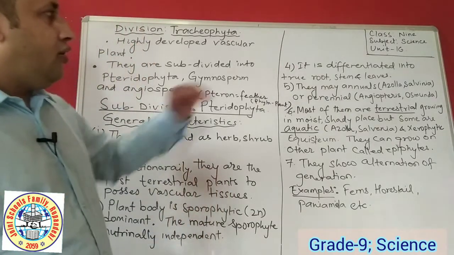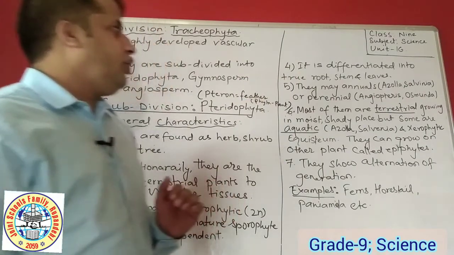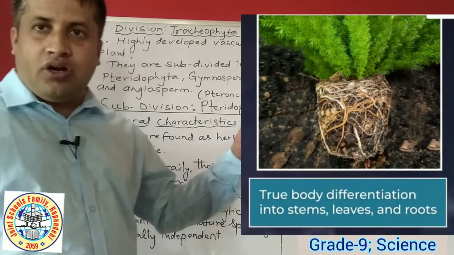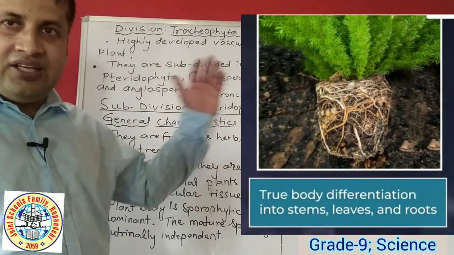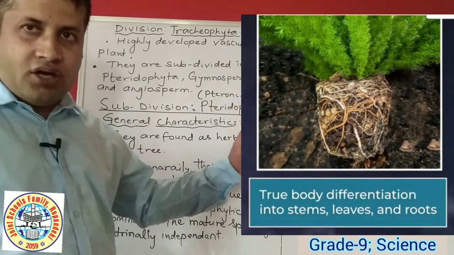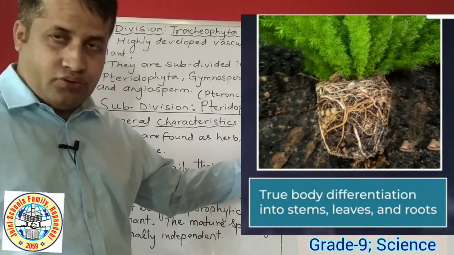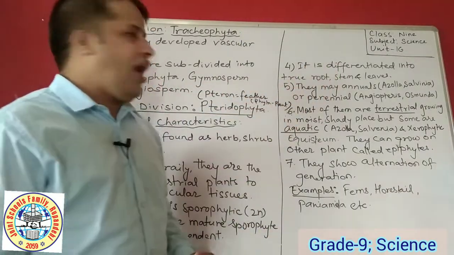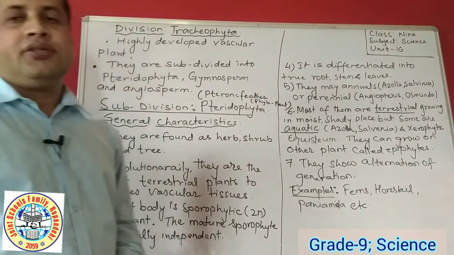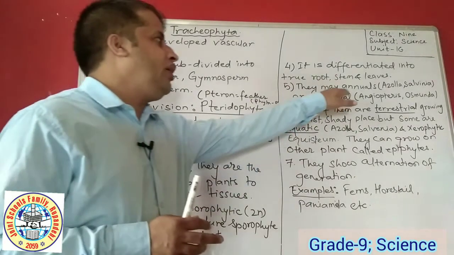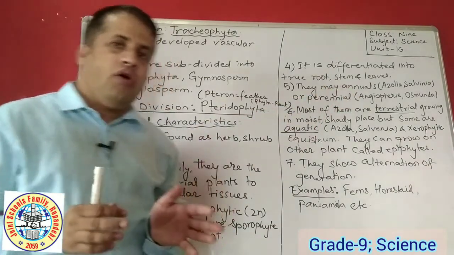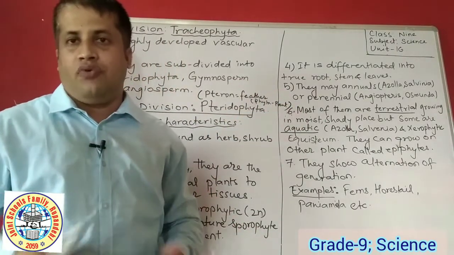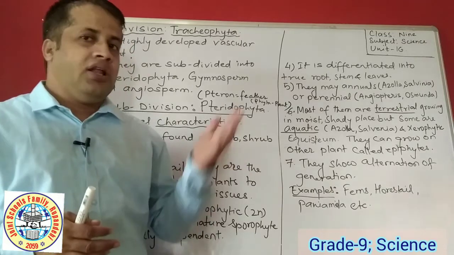Now next, the body is differentiated into root, stem and leaves. In bryophyta, we truly cannot differentiate them into root, stem and leaves, and in thallophyta, the body cannot be differentiated into root, leaves and stem. But in this case, they have true root, stem and leaves. These plants may be annual, growing for only one season, or perennial, meaning they live for a long period and have green leaves throughout life.